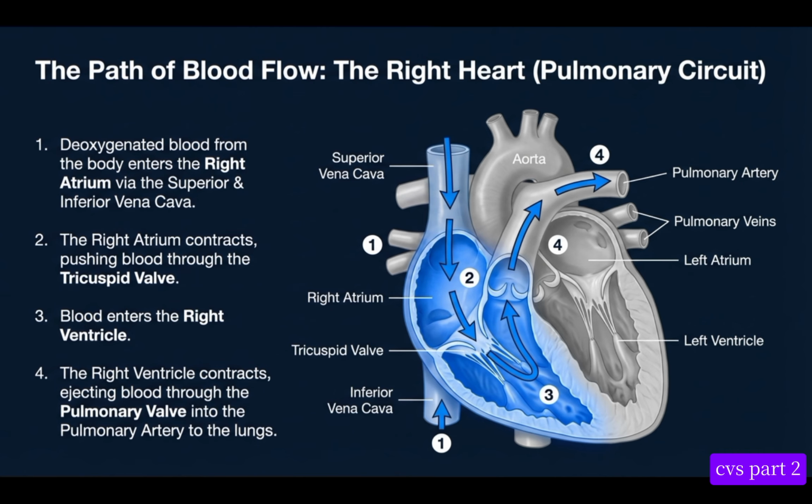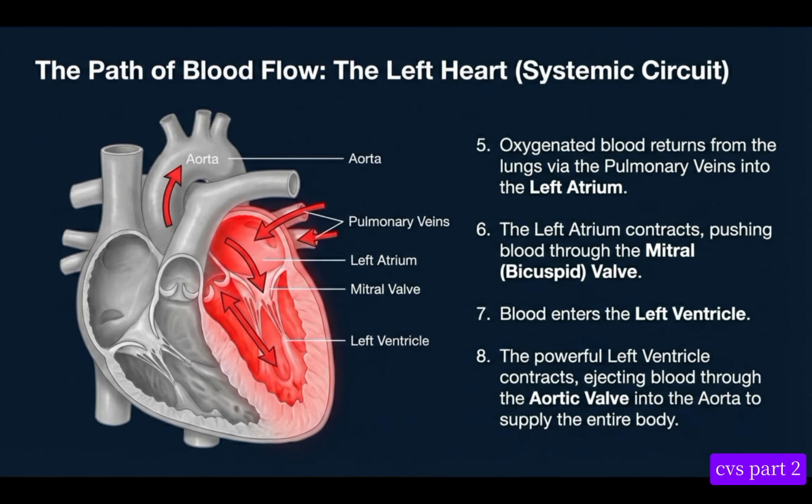So as soon as the right ventricle contracts, it increases the pressure and opens up the pulmonary valve, and blood now flows from the right ventricle to the pulmonary artery, to where? To the lungs. From the pulmonary artery, this blood is now taken to the lungs. Remember, this is deoxygenated blood. As it is taken to the lungs, it becomes what? Oxygenated. Oxygenated blood returns from the lungs via the pulmonary veins into the left atrium.